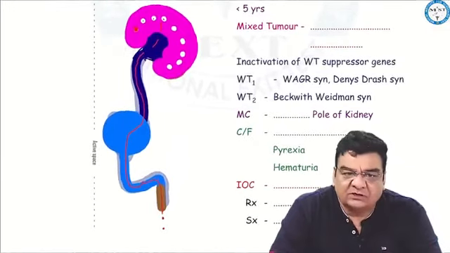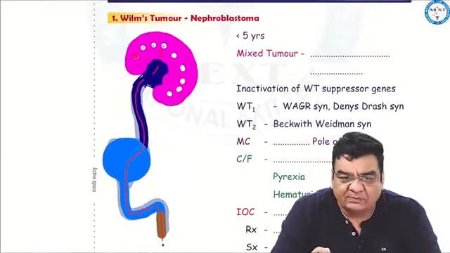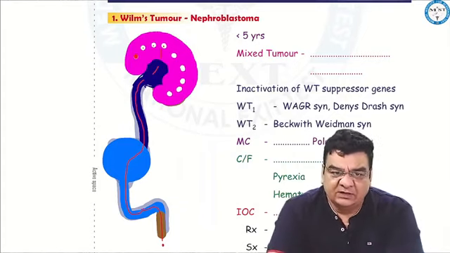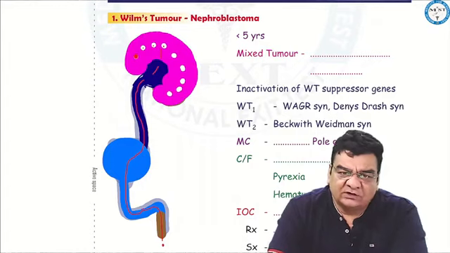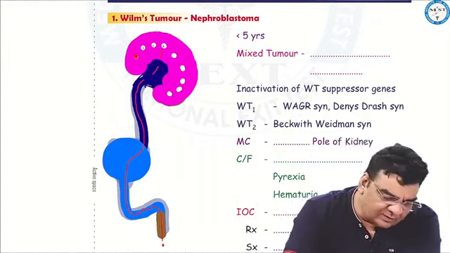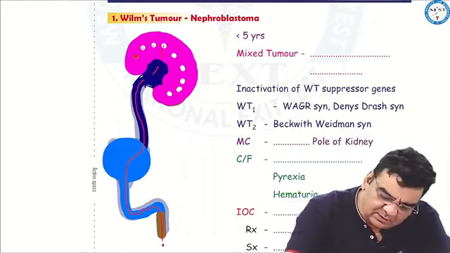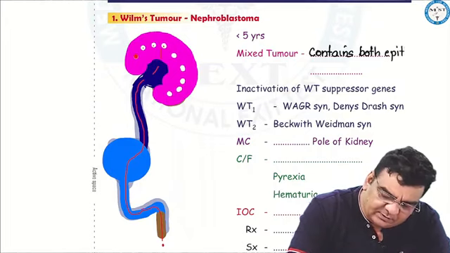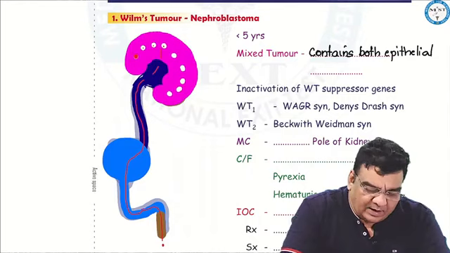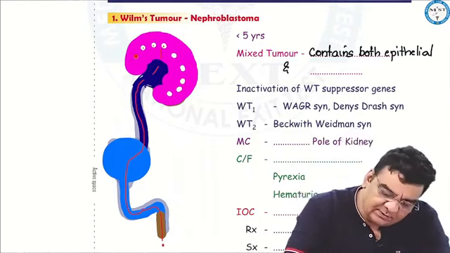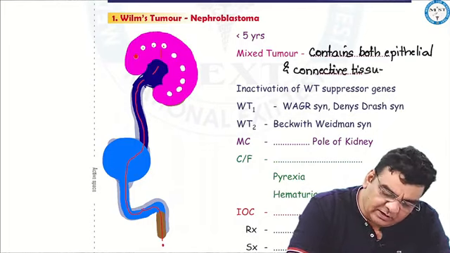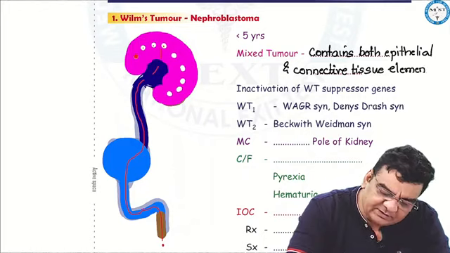Before we actually discuss this kidney cancer in adults, just a passing reference about a Wilms tumor in babies. This Wilms tumor in babies, also called nephroblastoma, is commonly seen in babies less than 5 years of age. This is a mixed tumor as it contains both epithelial and connective tissue elements.